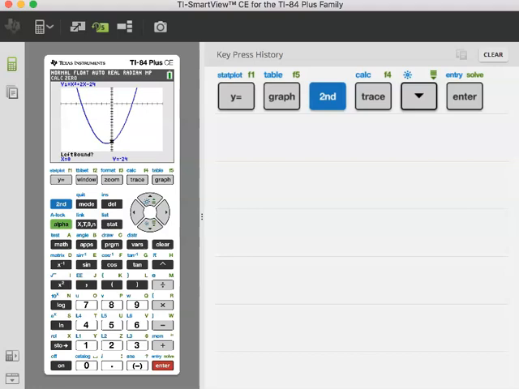Now, it's not going to give you the x-intercepts right away. Instead, it's going to first ask you for a left boundary and then a right boundary. What this is doing is it's asking you, which x-intercept do you want me to find? Since graphs can have many x-intercepts, the graphing calculator, by default, will ask you for boundaries.